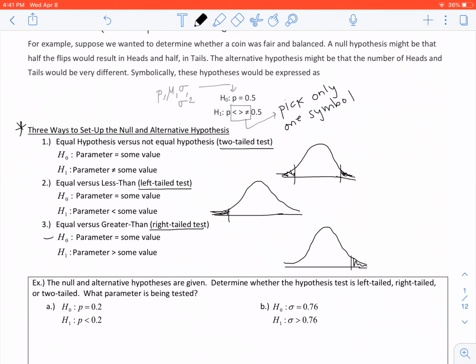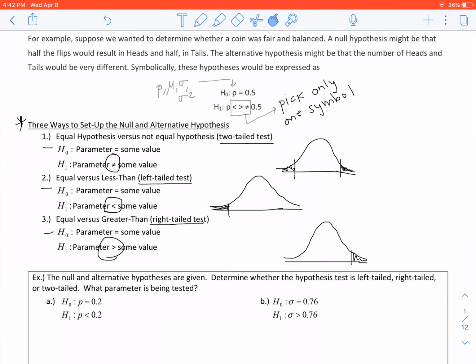If you look at your null hypotheses on all of these, they're all exactly the same. The difference is going to be your alternative hypotheses, H1. If you notice, they all start with the same parameter, and then the same value that you would have. But if it's a two-tailed test, we have a not equals to. If it's a left-tailed test, we have a less than symbol. If it's a right-tailed test, we have a greater than symbol.